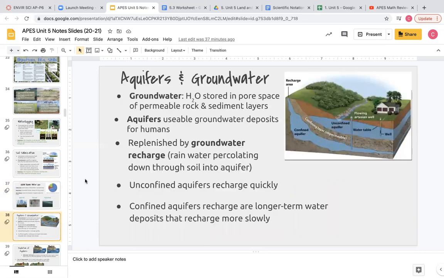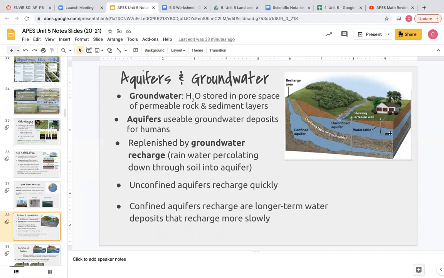All right, aquifers and groundwater. Groundwater is water stored in the pore space of permeable rock and sediment layers. And then aquifers are your usable groundwater deposits for humans. So you can see these are your aquifers. It's basically open spaces under the ground that store water. And if you have well water, yours comes from an aquifer.